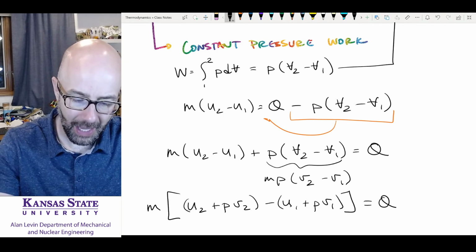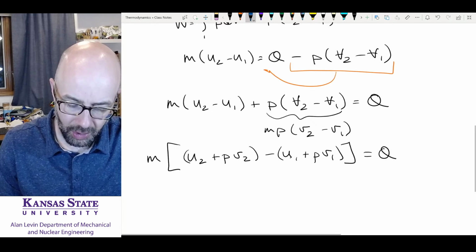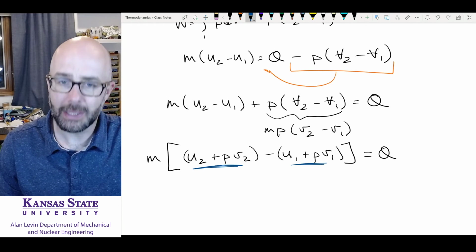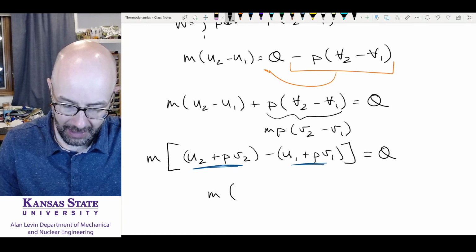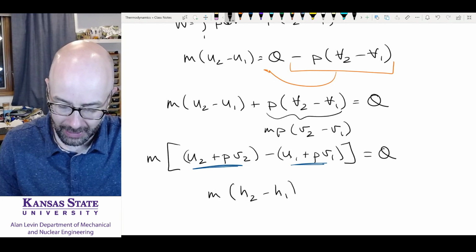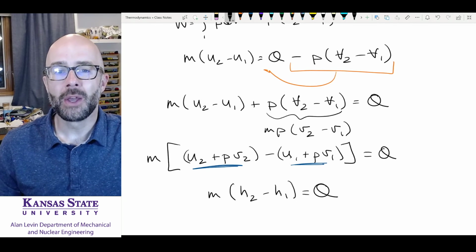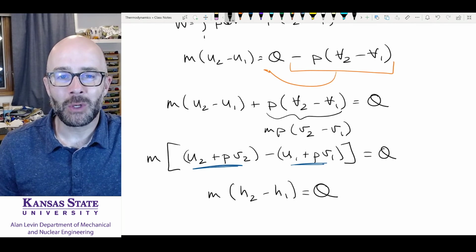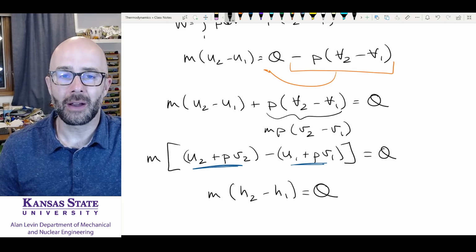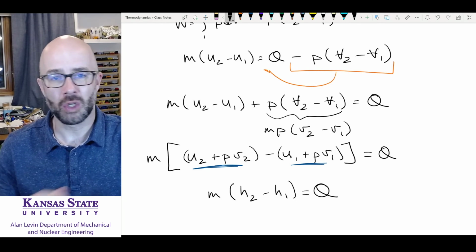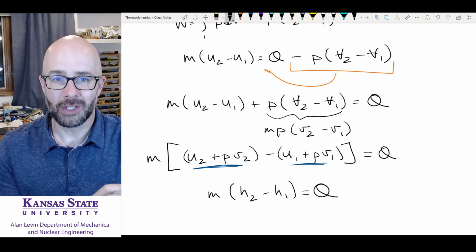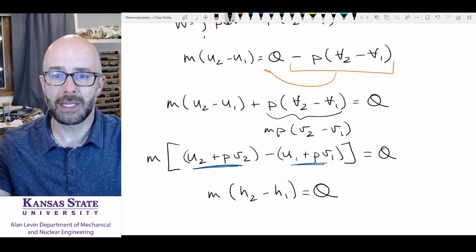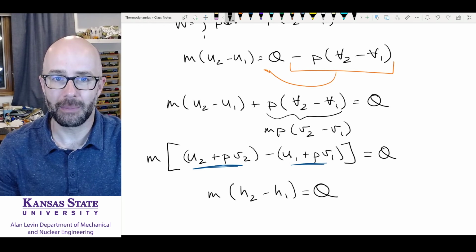And lo and behold, what do we have there? What is U2 plus PV? What's U plus PV? That is enthalpy. And so now I can write this as mass times enthalpy 2 minus enthalpy 1 is equal to heat transfer. So, in certain cases, when you're dealing with a closed system with constant pressure work and you're trying to solve the first law, you can organize the equation such that you have the term U plus PV, internal energy plus pressure times specific volume, and then that becomes enthalpy.